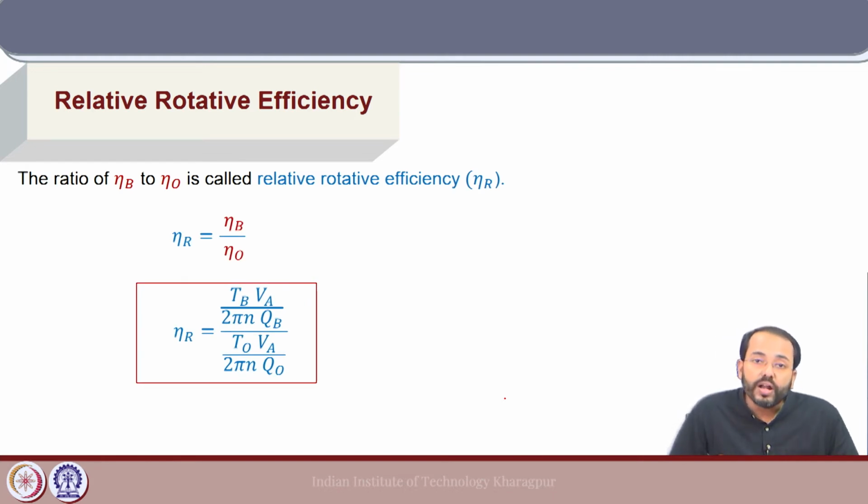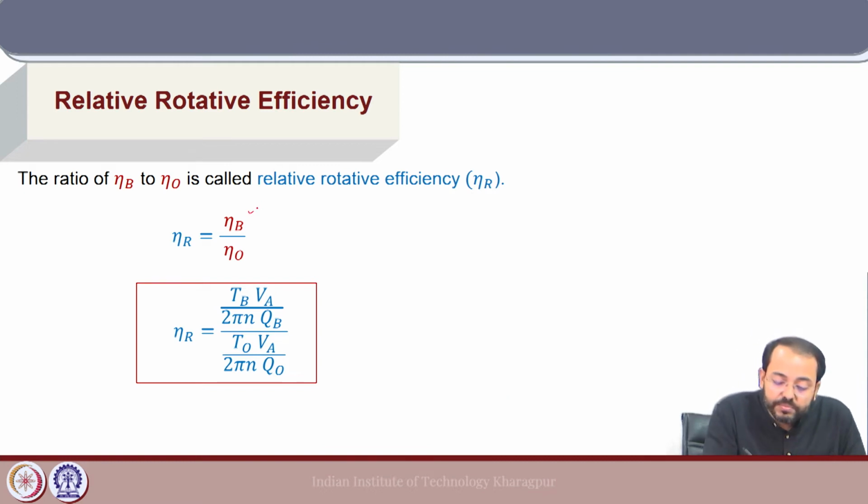So, one must understand here that the relative rotative efficiency is just a ratio of two efficiencies. That means the efficiency of the propeller behind hull and the efficiency of the propeller in open water. So, strictly speaking, the relative rotative efficiency is not an efficiency term. It is defined as a ratio of two efficiency terms. So, it is not defined as output by input power, just like, for example, how propeller efficiency is defined in the open water or behind condition.